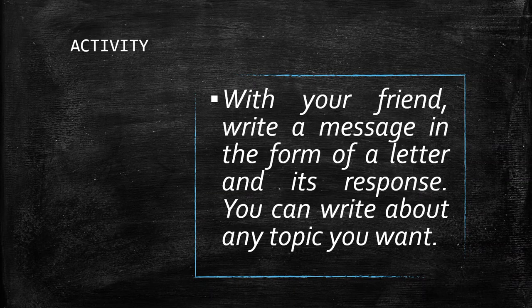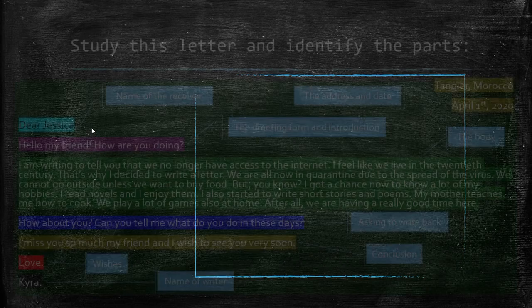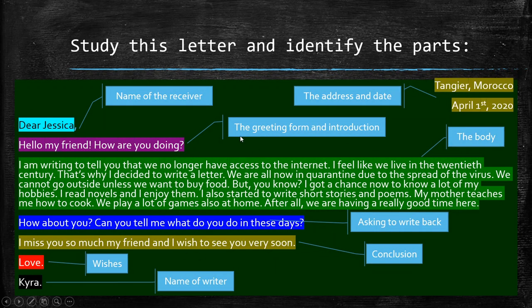Okay, so now we move to the activity, an activity that you have to do. With your friend, write a message in the form of a letter and its response. You can write about any topic you want. What do I mean? Here, for example, I will just take an example from my mind. Let's say, for example, Yassir and Sarah are writing a letter to each other. So Yassir writes a letter, following the same form.